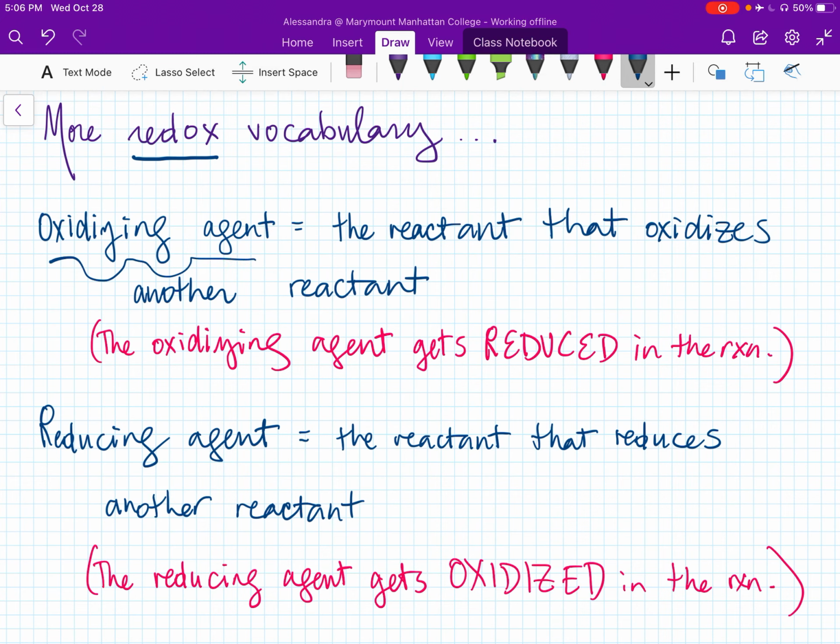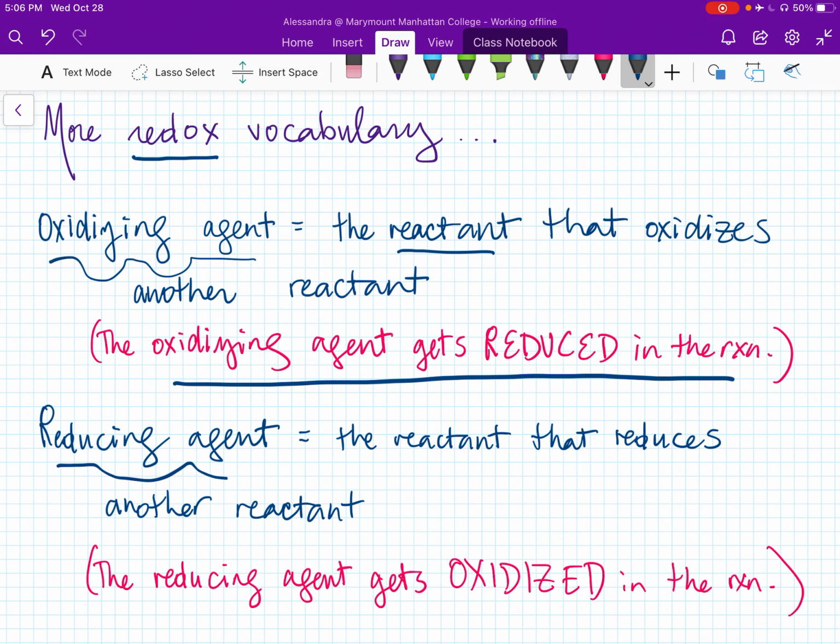So one phrase we need to define is the oxidizing agent. The oxidizing agent is a species on the left side of the reaction, so it's a reactant that oxidizes some other reactant. So the oxidizing agent oxidizes something else, and in the process, it becomes reduced. So the oxidizing agent gets reduced over the course of a redox reaction.